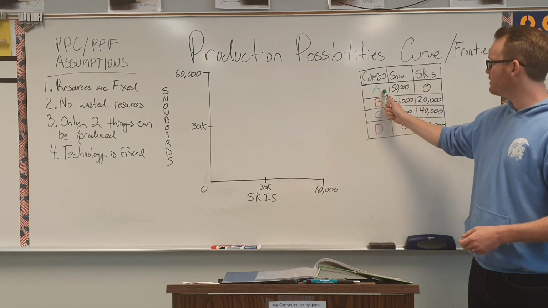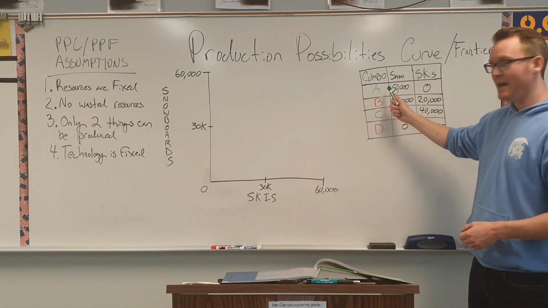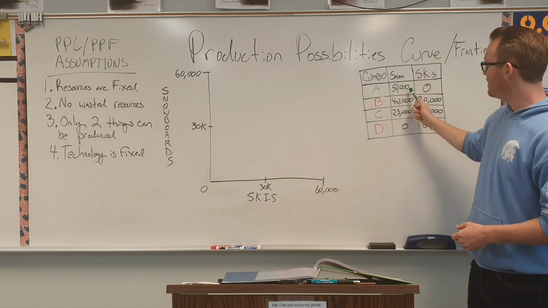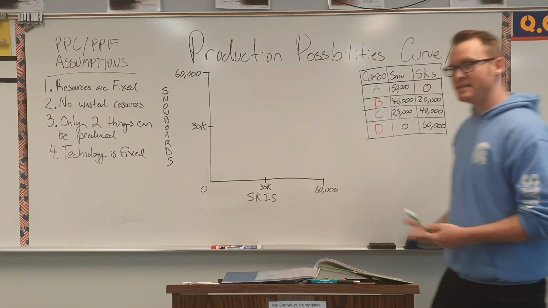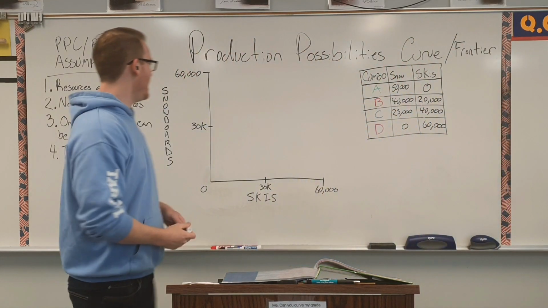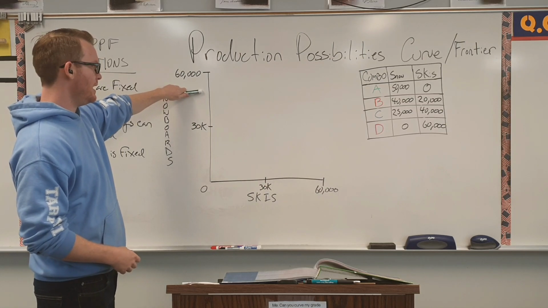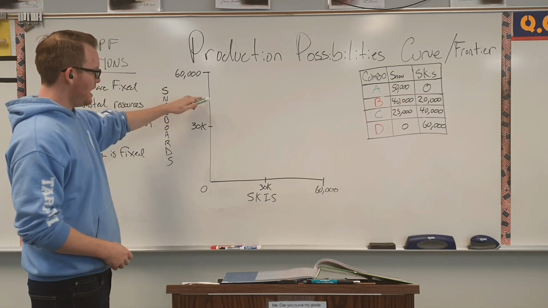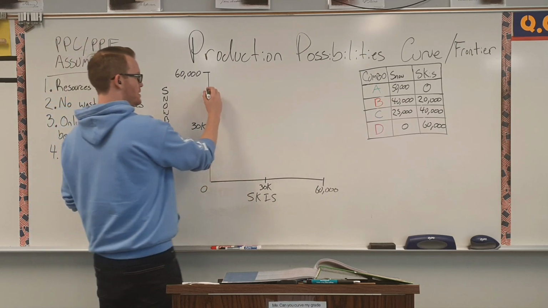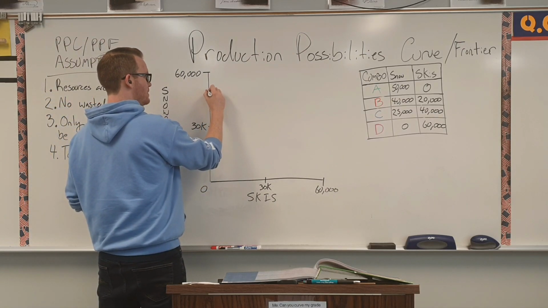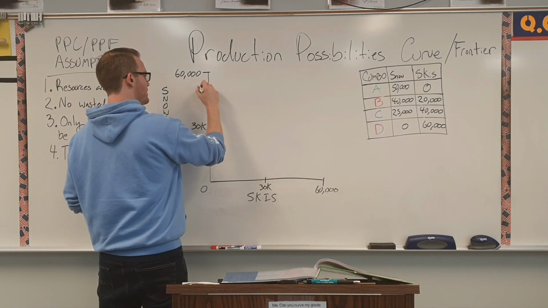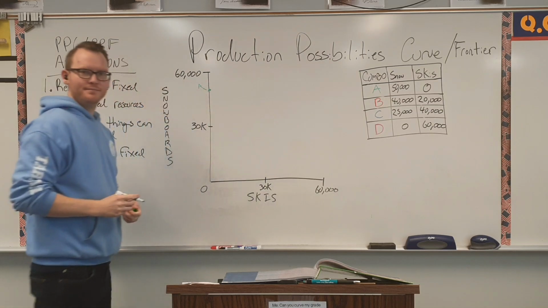All right, so let's look at the first combination at point A, right? So we have 50,000 snowboards and 0 skis. All right, so we're going to go ahead and check this out. So 50,000 would be around here, and for snowboards, right? And then the skis would be 0. So we'd have a point somewhere around here, and this would be point A.